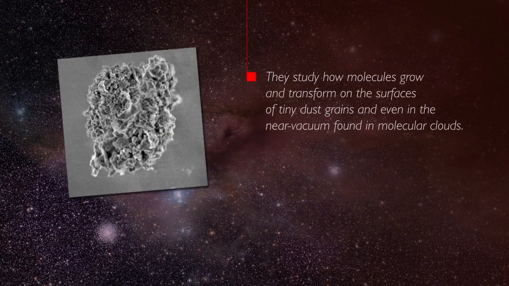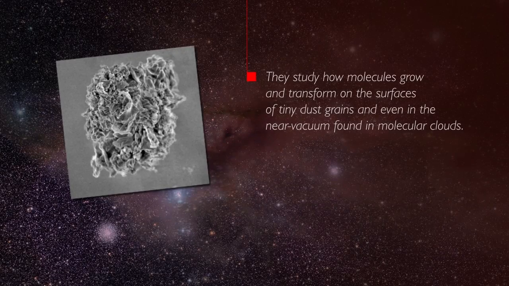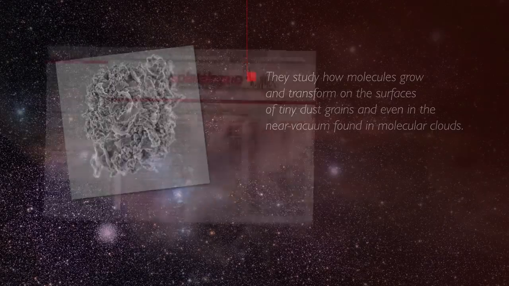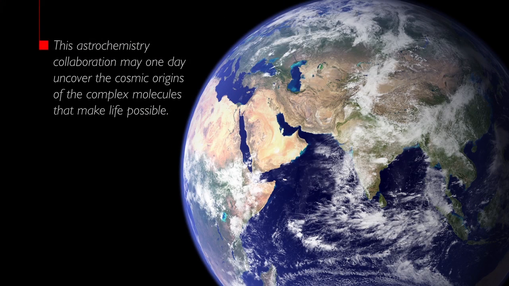They study how molecules grow and transform on the surfaces of tiny dust grains and even in the near vacuum found in molecular clouds. Chemists are sharing this large catalog of molecular spectra, those fingerprints of molecules, with astronomers to help them identify mysterious molecules found in space. This astrochemistry collaboration may one day uncover the cosmic origins of the complex molecules that make life possible.